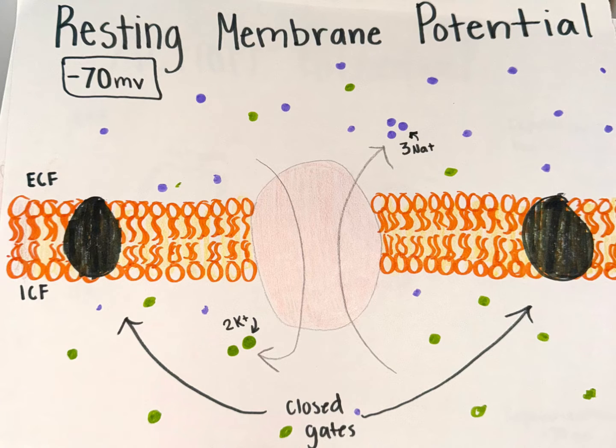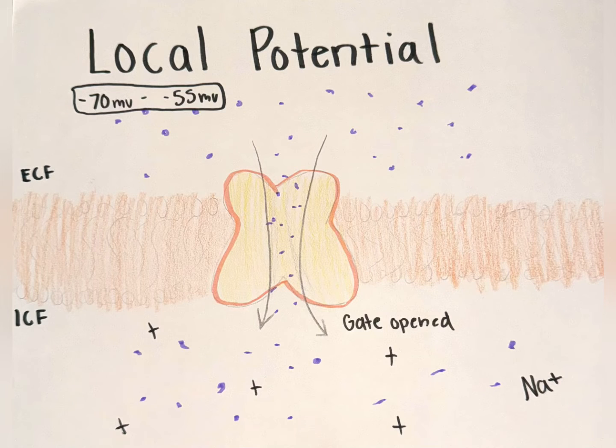The neuron uses the sodium-potassium pump to transport potassium and sodium ions throughout the cell. There would be 2 potassium ions that go inside the cell to ICF, while 3 sodium ions go outside the cell to ECF. Moving on to the local membrane potential.